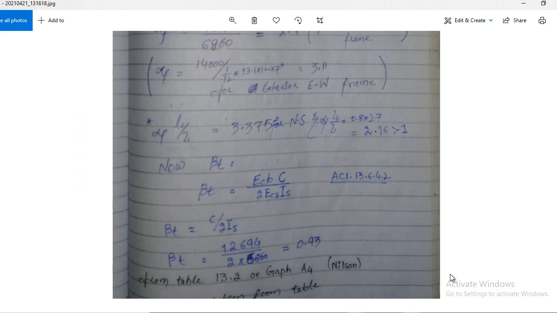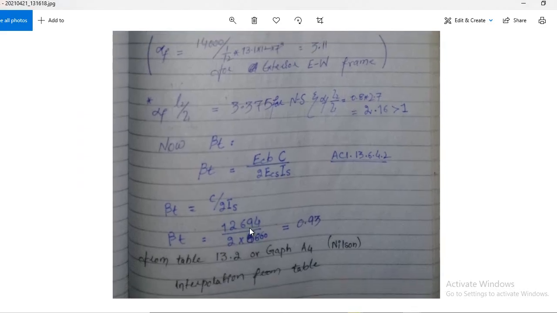So basically we have all things readily available, so that's why you see here C 12694 divided by 2 times Is. Is is 6 at 60, so we got 0.93 from table 13.2 or graph A4 by interpolation from the table. Now remember, we have to use this C value for the H beam as well as the T beam.